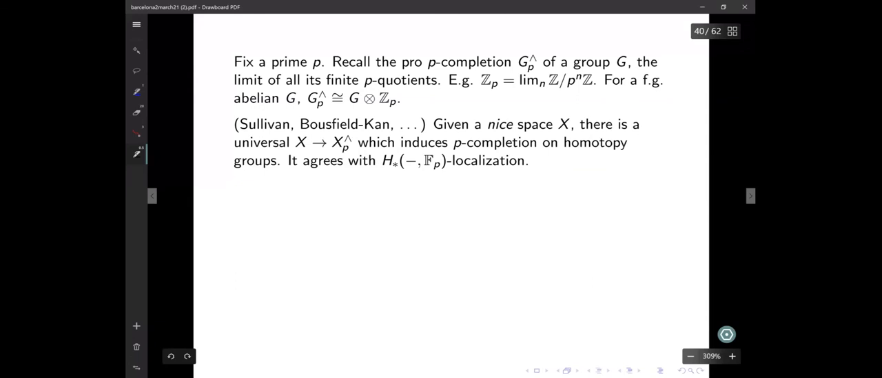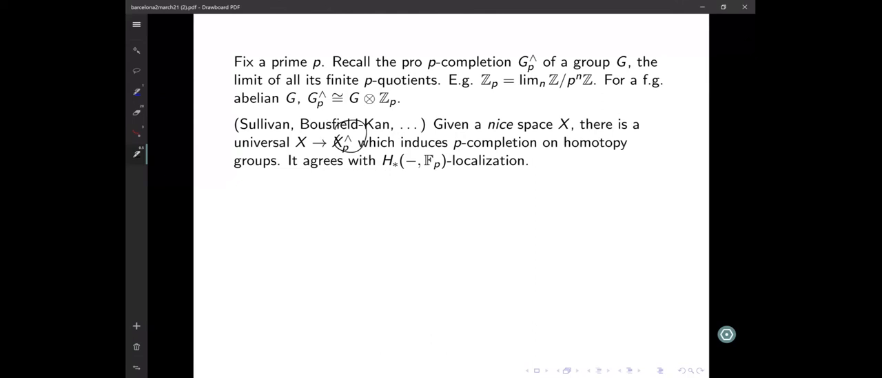And there is a space version of this construction, which is due to Sullivan, which says that if you take a nice enough space X, you can construct another space with a universal map from X, which induces the p-completion on homotopy groups. So in particular, if this is a simply connected space and all the homotopy groups are finitely generated, then the effect on the homotopy groups of X is just tensoring them with the p-adics. And if you are happier with homology localization, this also agrees with the homology localization for nice enough spaces.